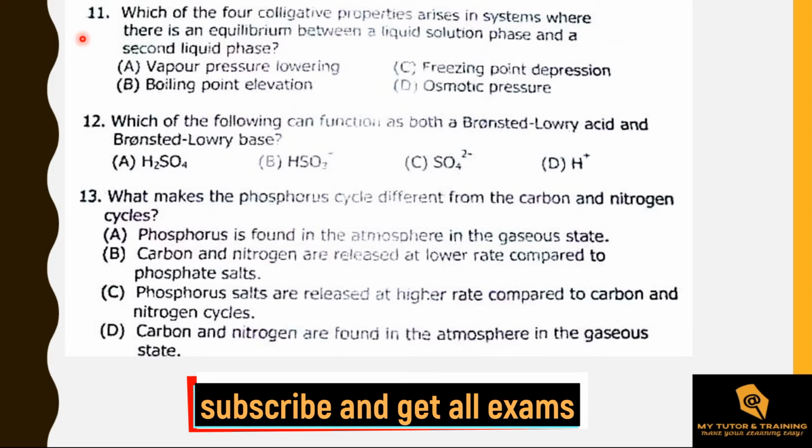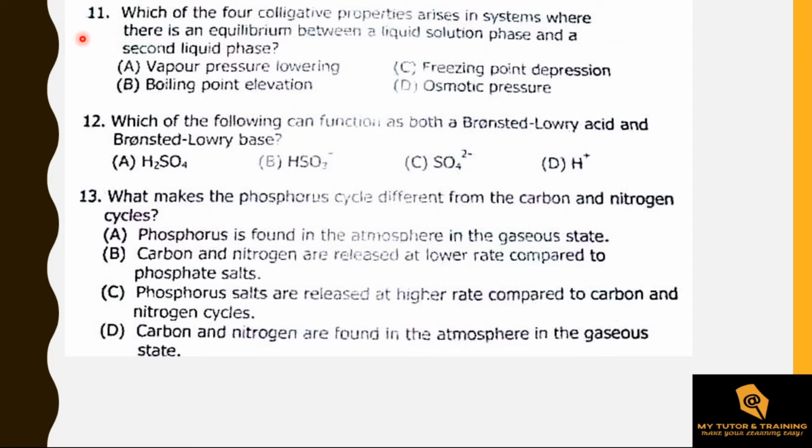Due to the effect that one solution has on the other, the property we call a colligative property is osmotic pressure. Osmotic pressure is a type of colligative property. So the answer for question number 11 is D, osmotic pressure. But vapor pressure lowering, boiling point elevation and freezing point depression do not arise in a system where there is an equilibrium between a liquid solution phase and a second liquid phase.